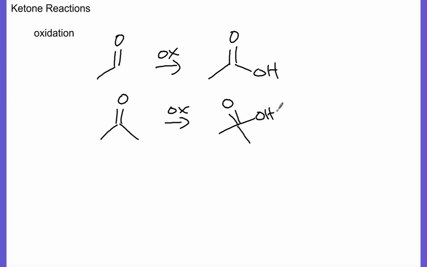If I was going to try and add a hydroxyl group to that carbonyl carbon, I'd end up with a carbon that you guys should already know has way too many bonds on it. 5 bonds is too much for a carbon. So that's actually not going to happen. This should be a no reaction whenever you get this prompt. You cannot oxidize a ketone to make a carboxylic acid.